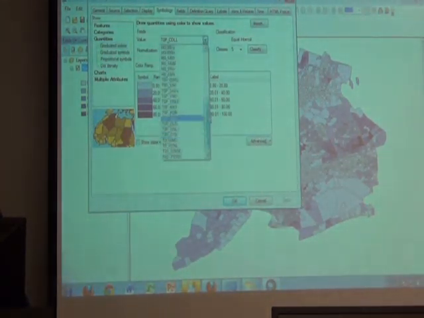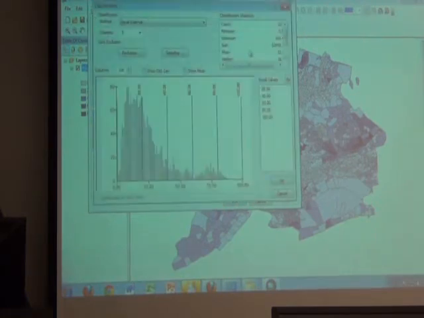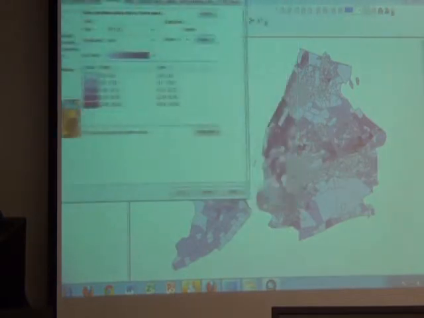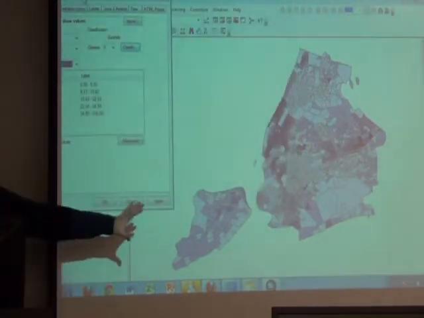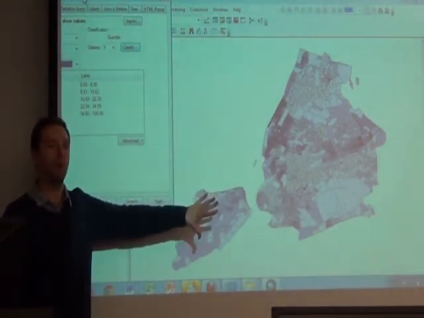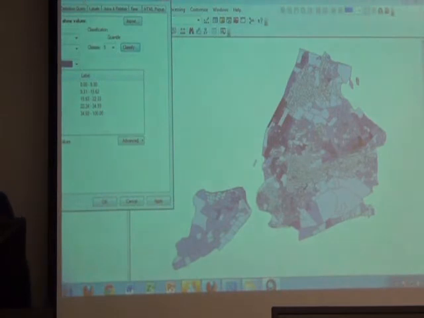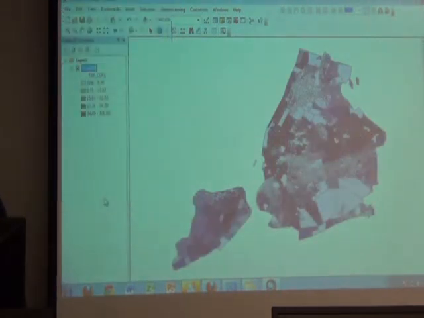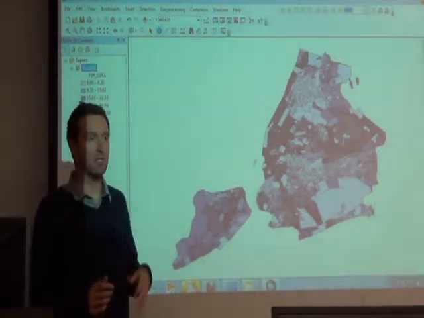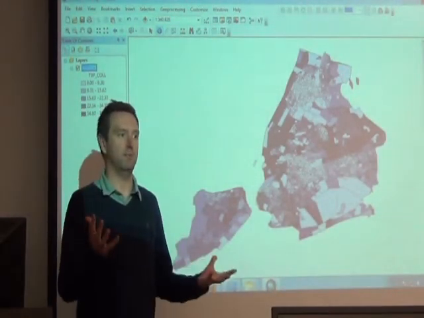So we keep that the same. We go back to our classify, and I want you to look at how distinct these two maps look. So before I hit OK, everybody look up here. This is equal interval, totally acceptable, justifiable way to classify this data, and quantile. All right, so the first thing you see is a hugely different map, right?